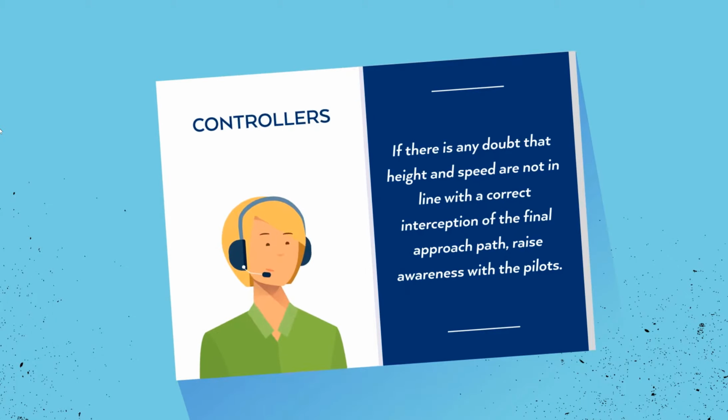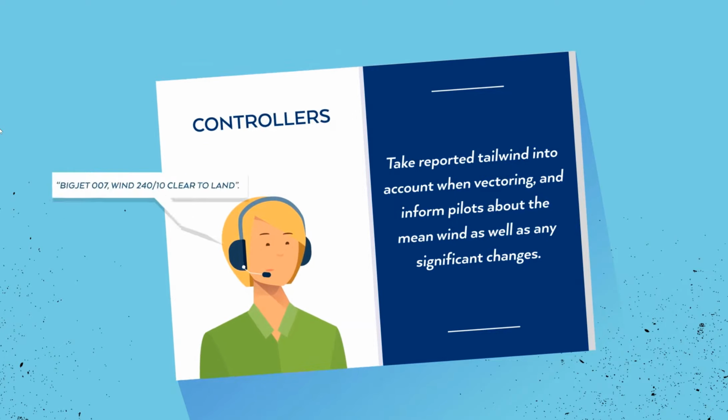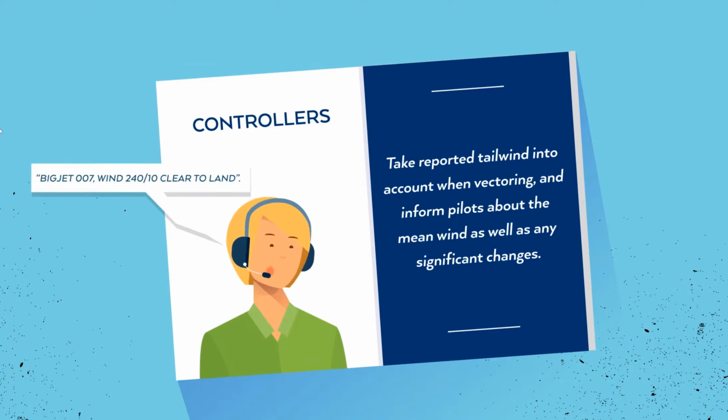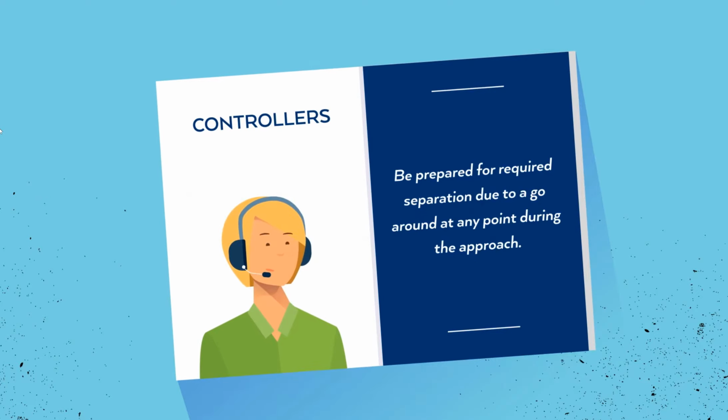If there is any doubt that height and speed are not in line with the correct interception of the final approach path, raise awareness with the pilots. Take reported tailwind into account when vectoring, and inform pilots about the mean wind as well as any significant changes. Be prepared for required separation due to a go-around at any point during the approach.